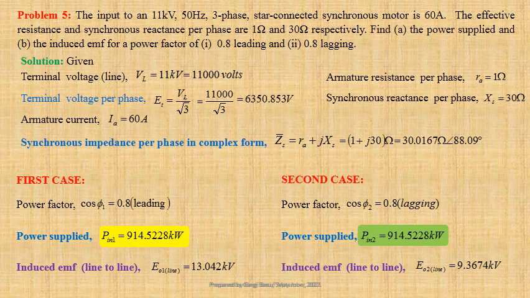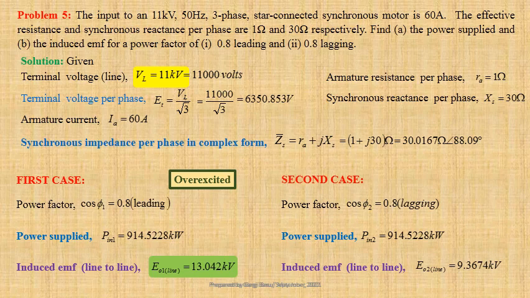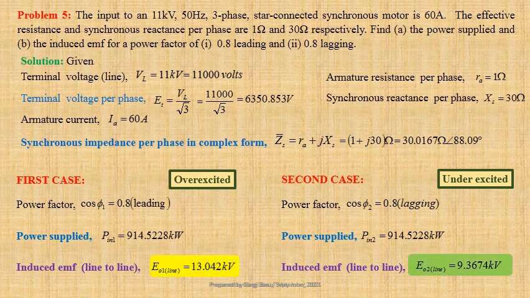Here we observe that the amount of power supplied to the motor is the same in each case, but under leading power factor condition, E01 line is greater than VL. This condition is termed as overexcited condition. Under lagging power factor condition, E02 line is less than VL. This condition is termed as underexcited condition. This indicates that field current required is smaller under lagging power factor condition.